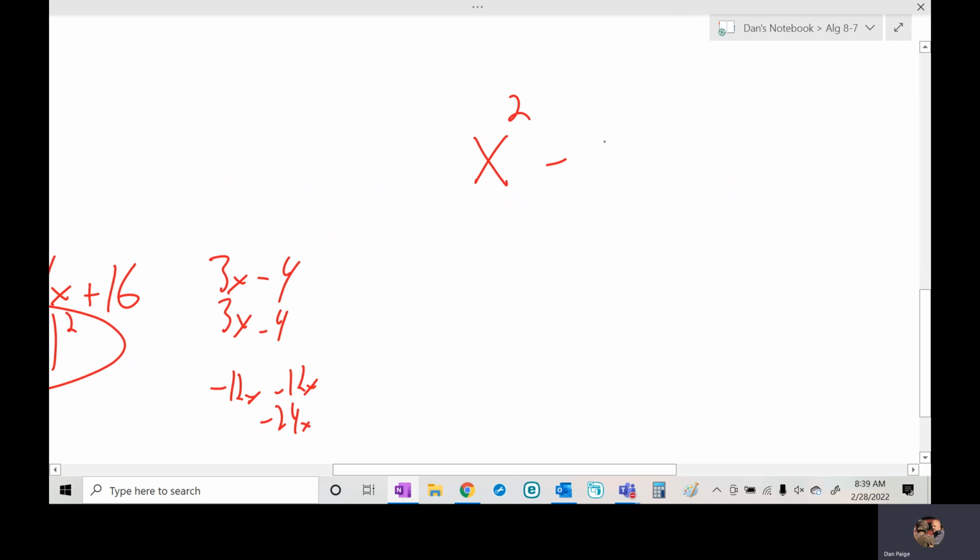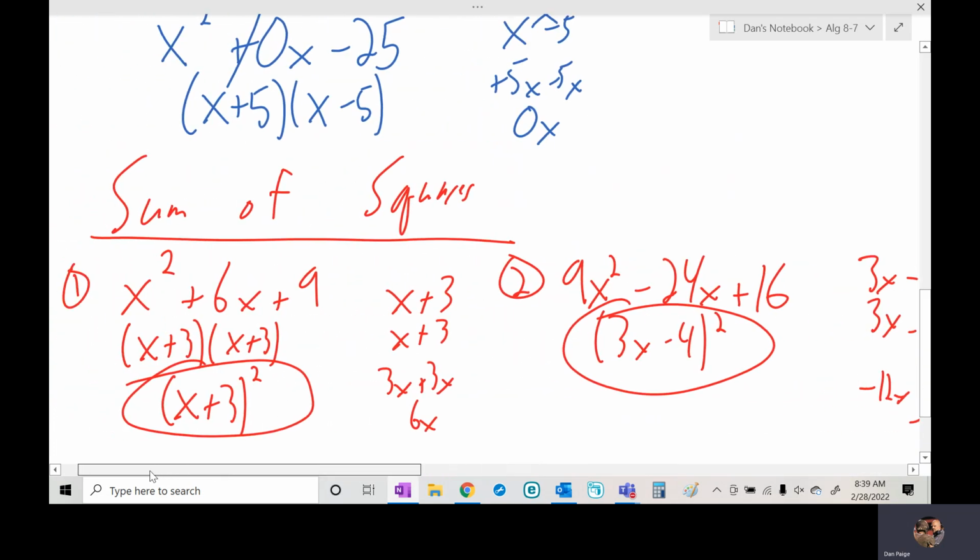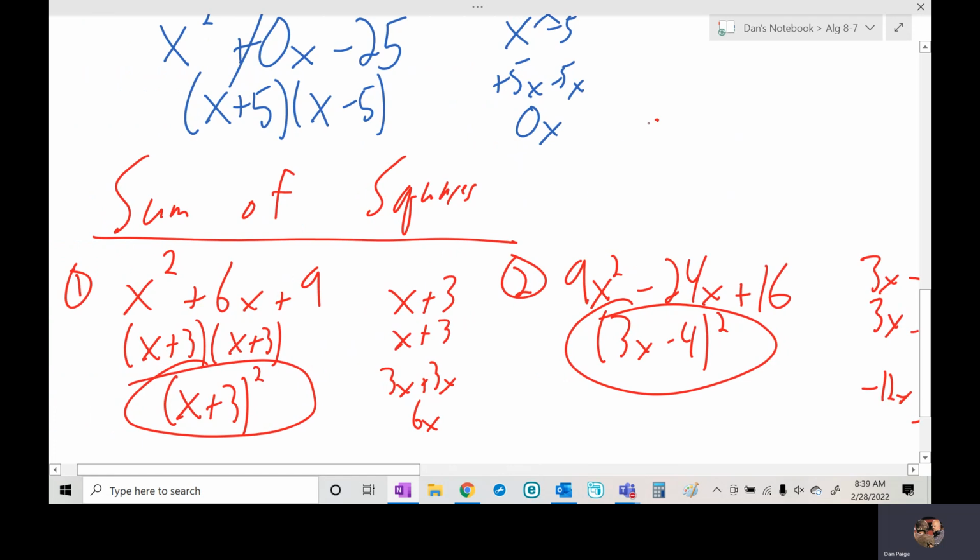X squared minus 11x. Is that a difference of squares? How do you know? 11 is not a perfect square. See how easily you can come up and go, oh, this is a difference of squares, or it's not a difference of squares. That's easy. The sum of squares is much more difficult to figure out. So again, if you notice the pattern and can figure out the sum of squares on your own, that's fantastic. If not, then just take the square root of the first and the last term to make it your first guess.